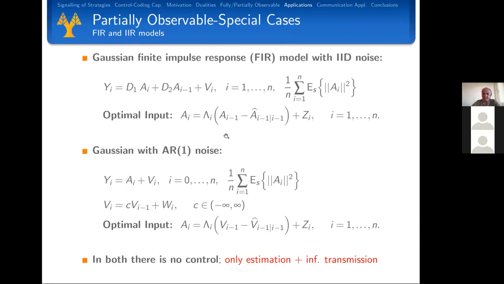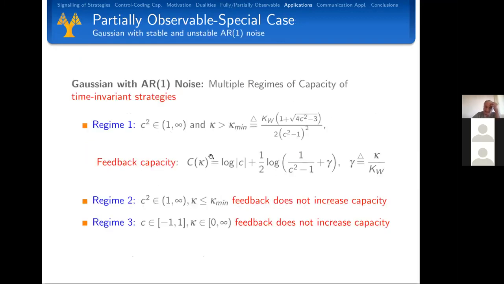Another example is to take a Gaussian model and take V to be autoregressive unit memory noise, basically this. Again, this comes out to be exactly the same strategy, and it's simple to see why this is consistent, because V_{i-1} is Y_{i-1} minus A_{i-1}, and you're taking the conditional, so the Y is cancelled. So in these specific applications, there is no control. It's only estimation and information transmission, estimation because the encoder needs to estimate.